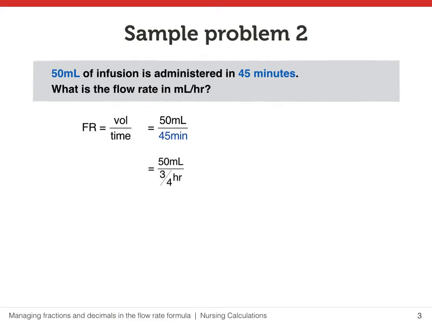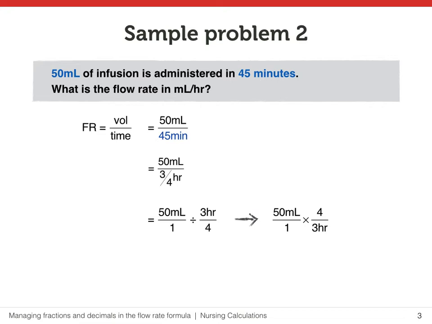This looks a little bit more complicated, but we treat it the same way. It is really saying 50 mils divided by 3/4 of an hour. Like last time, we changed the division sign to times and flipped the second fraction. 3/4 upside down is 4/3. We can try to cancel if we can, but 3 does not divide nicely into 50, so we just multiply through.